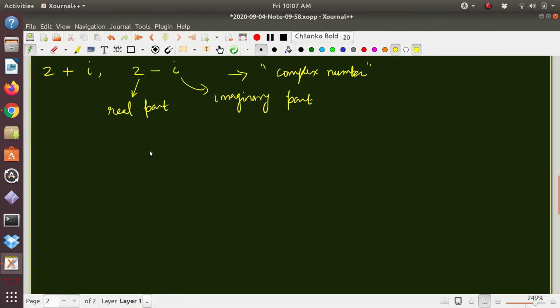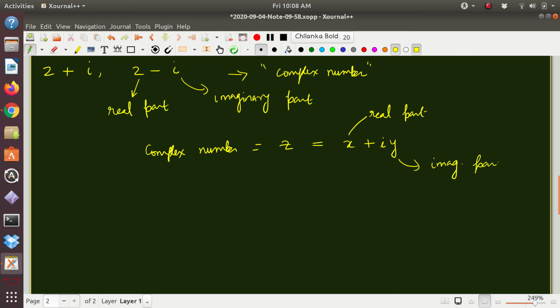Okay, so in general, a complex number, often denoted by the letter z, is written as x plus i times y. x is called the real part and y is called the imaginary part. The imaginary part is multiplied by i. So the imaginary part of a complex number itself is a real quantity. The imaginary part is not complex. By definition, the imaginary part is the one that multiplies i. So the imaginary part is actually a real quantity.